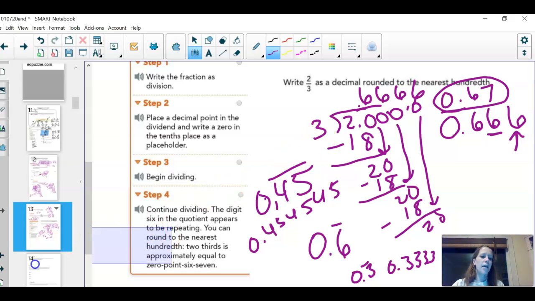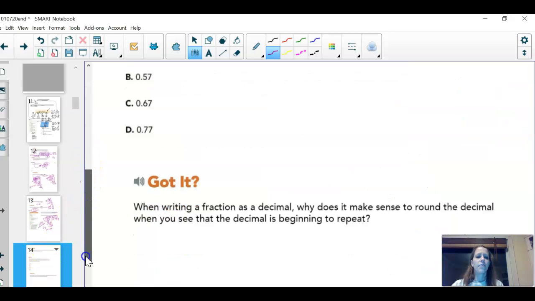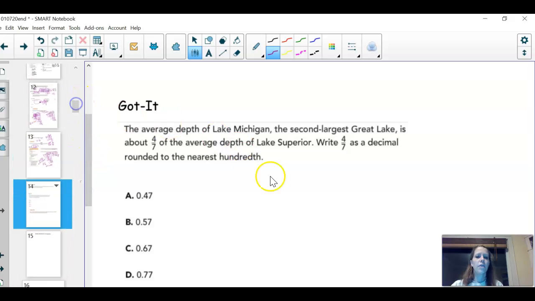So let's go ahead and use that to try this next one. Okay, so we can see we kind of have this little problem right here. It says the average depth of Lake Michigan, the second largest Great Lake, is about 4/7 of the average depth. Write 4/7 as a decimal. Okay, necesitas escribir esta fracción como un decimal. So I need to divide. Necesito dividir.